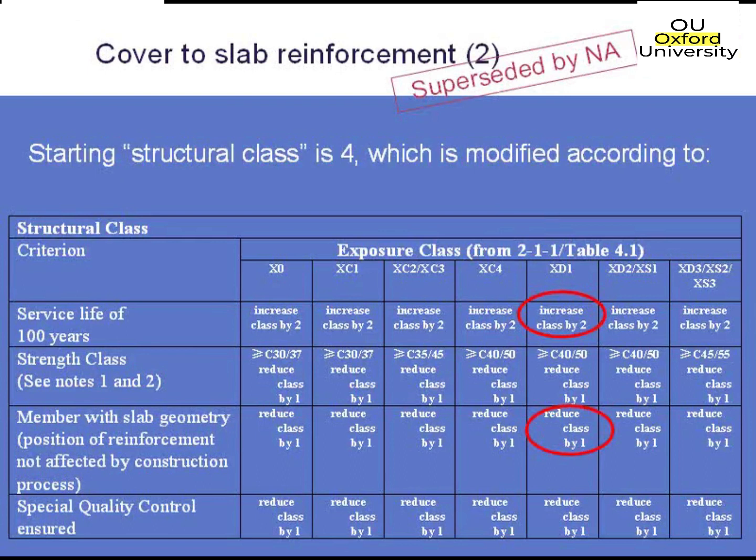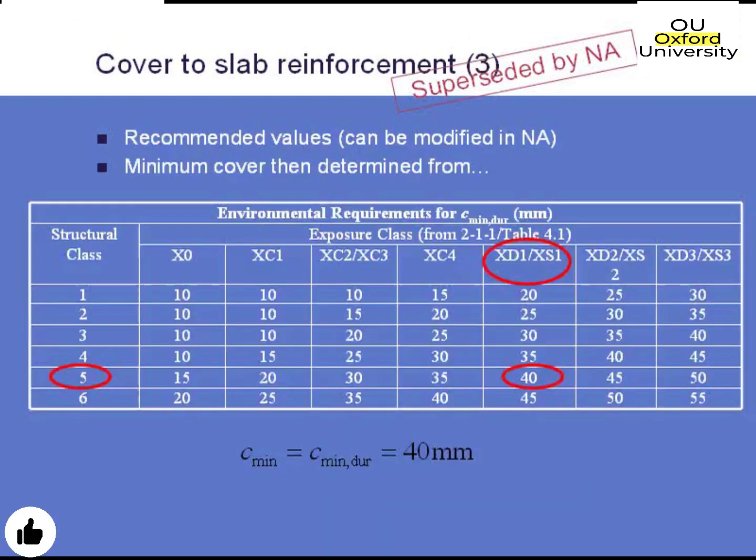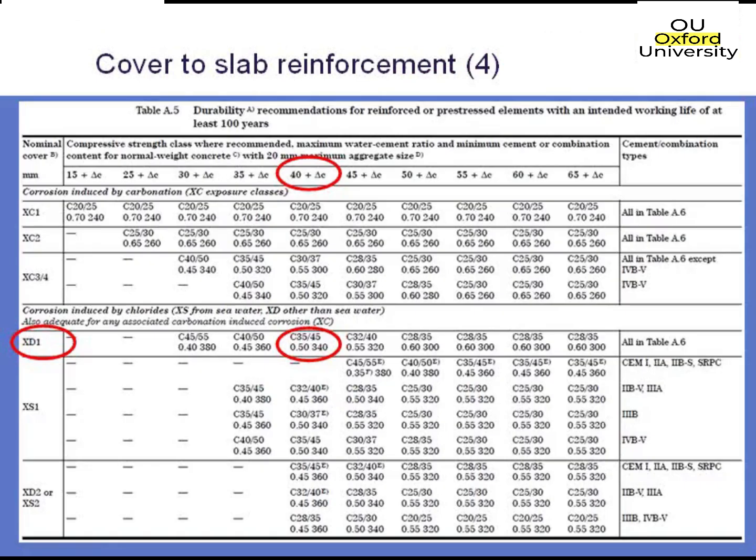Next thing we look at is the member geometry. If you've got a slab-like geometry, you can further reduce the structural class, and in this case we've got a slab, so it does have a slab-like geometry. So that means that we've got a structural class of 5. And then you've got the special quality control. As I said, generally speaking, we want to steer well clear of that, so we don't apply that at all. So that leaves us with a structural class of 5. So then we've got the structural class of 5 for the XD1 class. We just read off this table, and we come up with a cover of 40 mil, which is the C-min,dur.